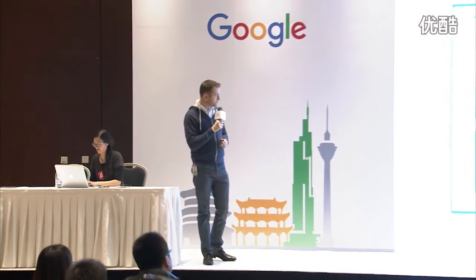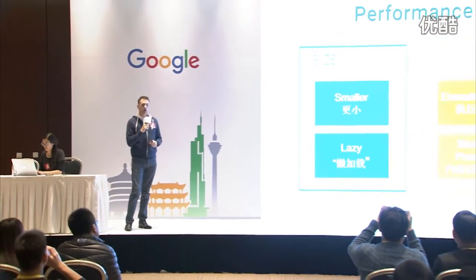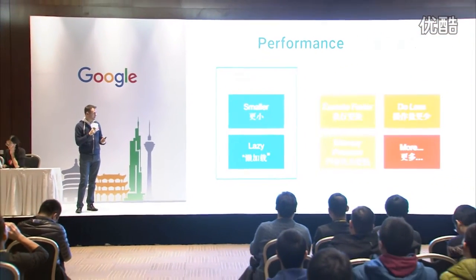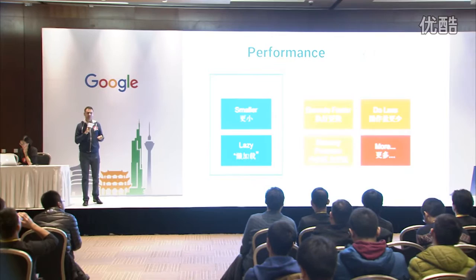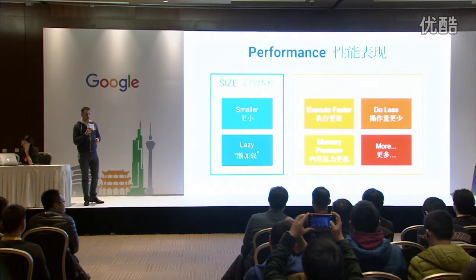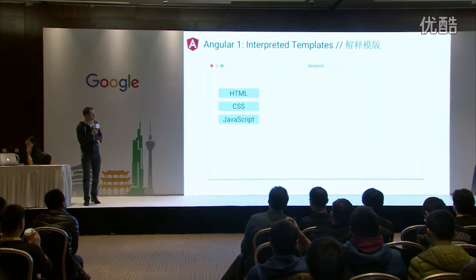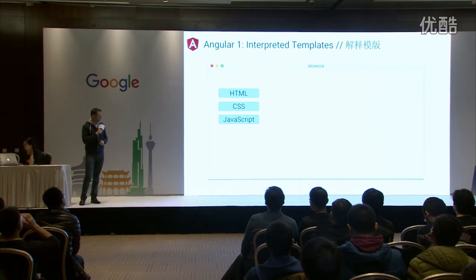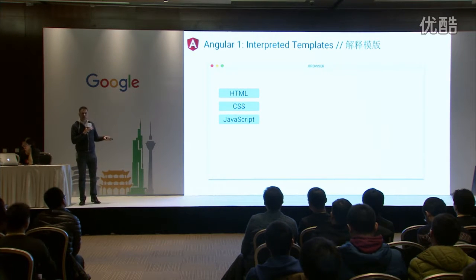So we actually have a few different ways of looking at this. The first is size. How do we make smaller bundles, and how do we use lazy loading to load them as late as possible? And then on the speed side of things, how do we execute our programs faster? How do we do less, so run less code? How do we reduce the amount of memory we take advantage of? And more.